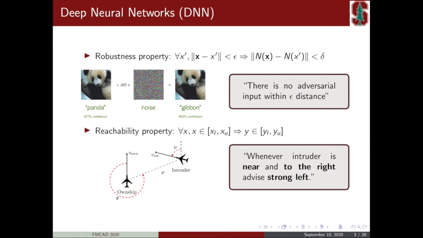Another set of properties is more system-specific. Suppose we have a set of networks for airborne collision avoidance. The networks take as input the state of the ownship and provide advisory for the next action. We might want those networks to have the property that whenever the intruder is near and approaching from the right, the networks will always advise strong left.